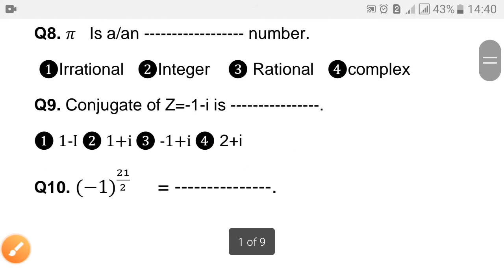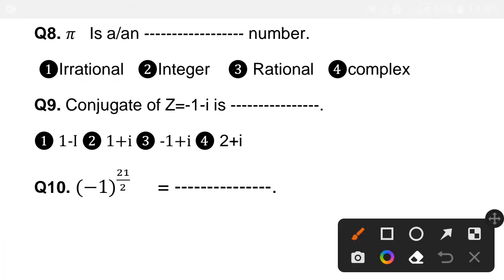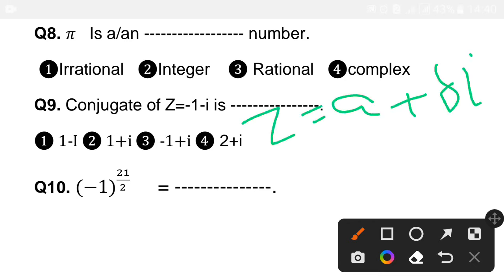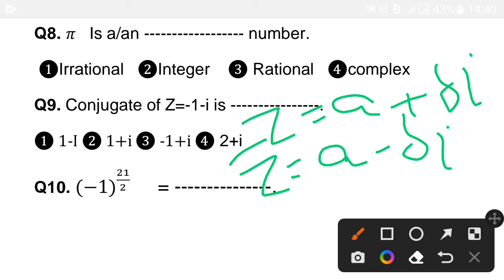Okay, in the next example we are asked to find the conjugate of z equal to -1 minus iota. First, if we have z equal to a plus b iota, any complex number, its conjugate is denoted by z bar and is equal to a minus b iota. So we have to change the sign of the imaginary part. The imaginary part is b iota, so we change its sign, which becomes minus b iota.